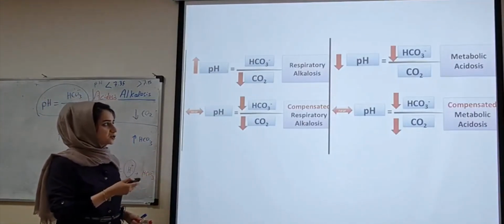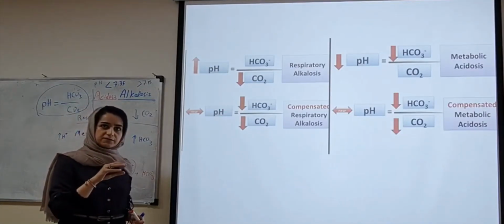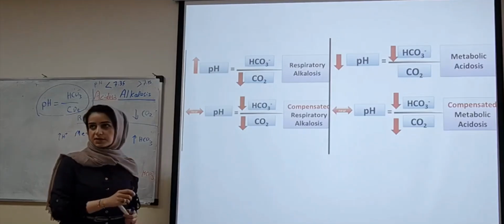This is called a partially compensatory mechanism because the pH level becomes near normal, not exactly normal.